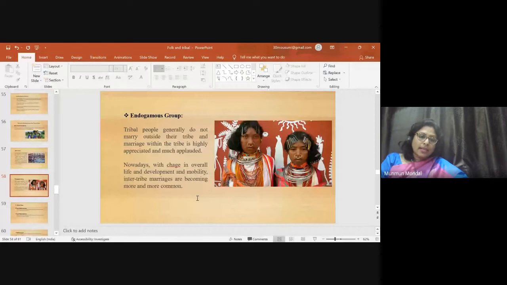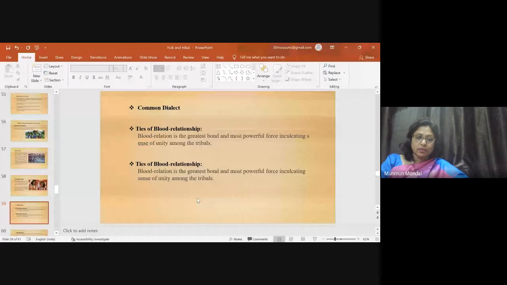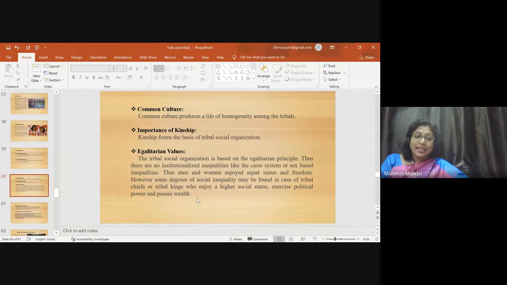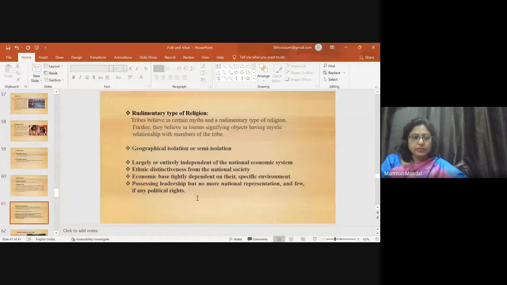Okay, then the common dialect, ties of blood relationship, common culture, and the importance of kingship. We can see most of the tribal organizations, tribal communities still have kingship even now. And when we talk about religion, tribes believe in certain myths and taboos that are very much associated with the regional culture. They believe in totems, signifying objects having a mystic relationship with members of the tribe.